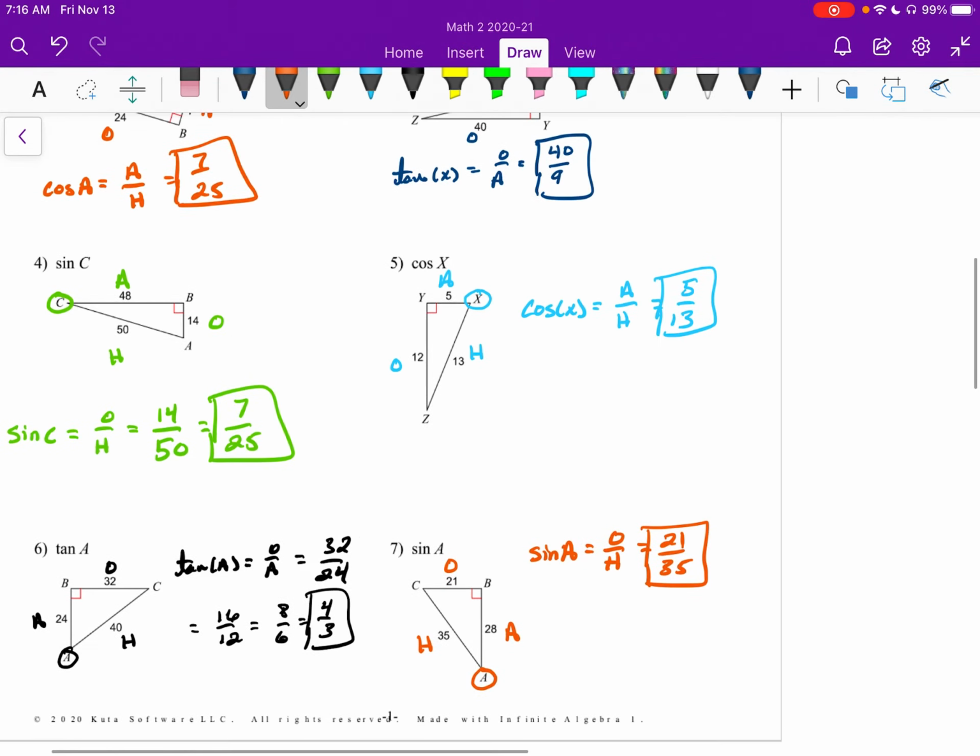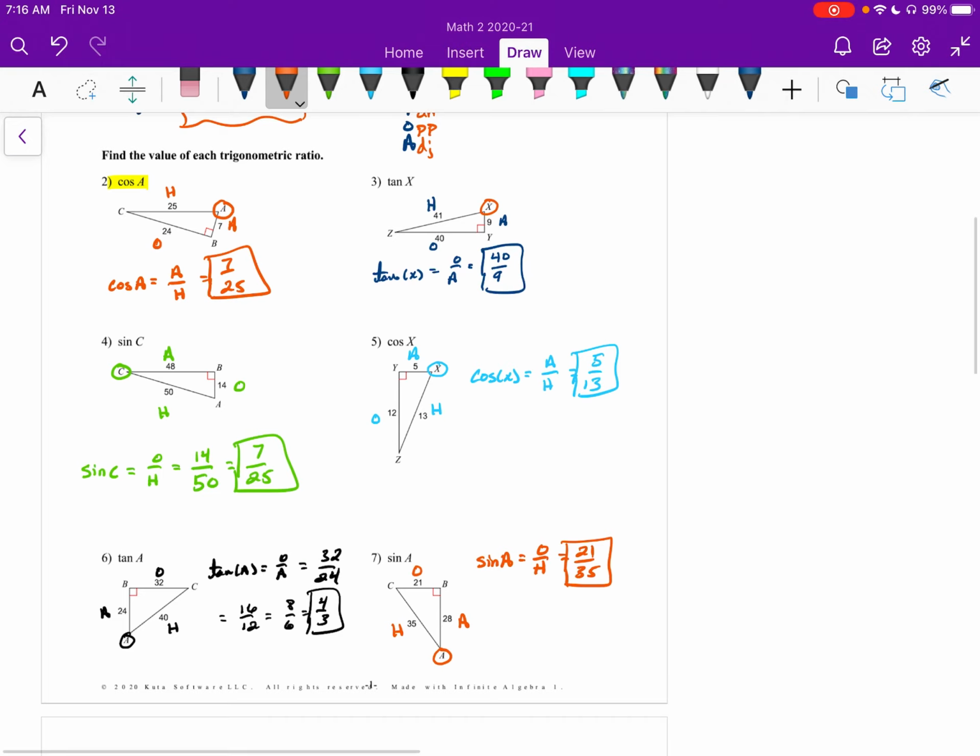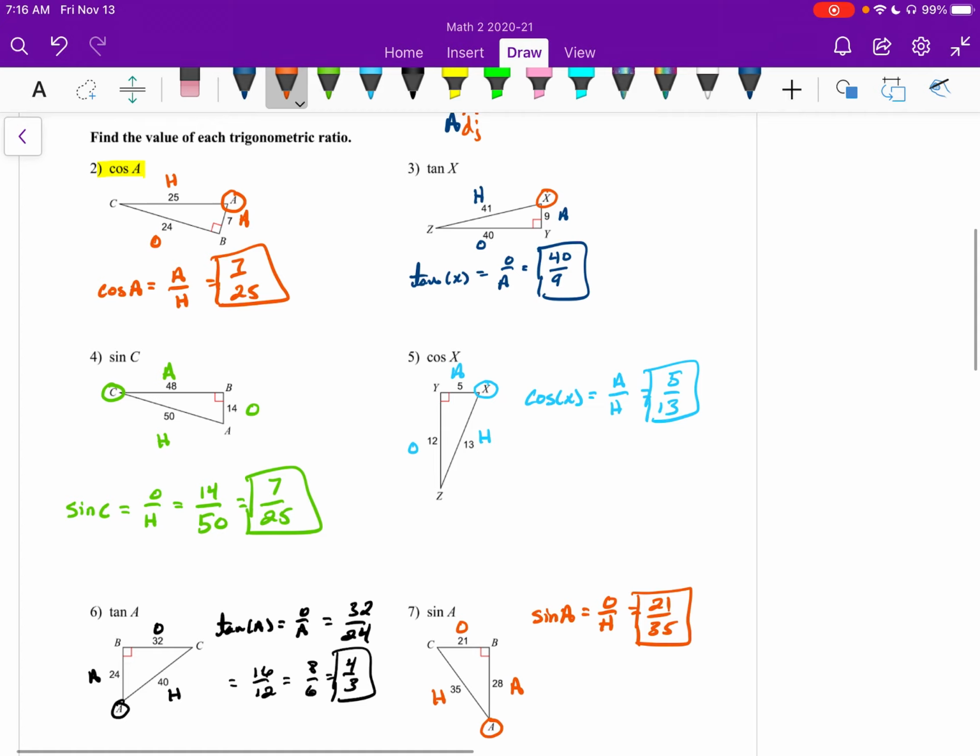All right, so all we did on this first page is we found the ratio. Right? We're not actually solving for anything. We're just writing down the ratio. These should be pretty cut and dry for you.